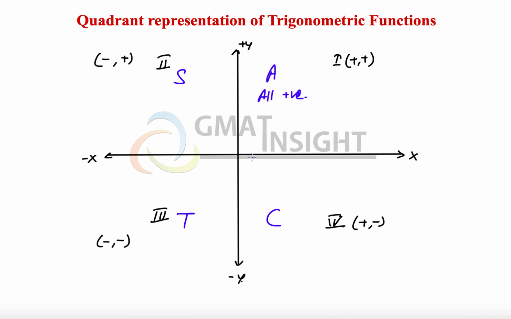The angle is always measured from the positive x-axis in the anti-clockwise direction. That means when we say sine 30 degrees, we are simply measuring 30 degrees in the anti-clockwise direction. When somebody says sine of 270 degrees, that means 90 degrees, 90 degrees, 90 degrees. So 270 degrees is calculated this way, counterclockwise.